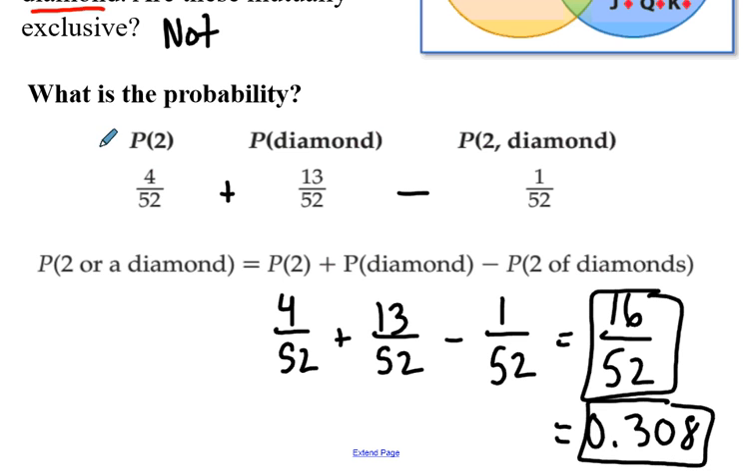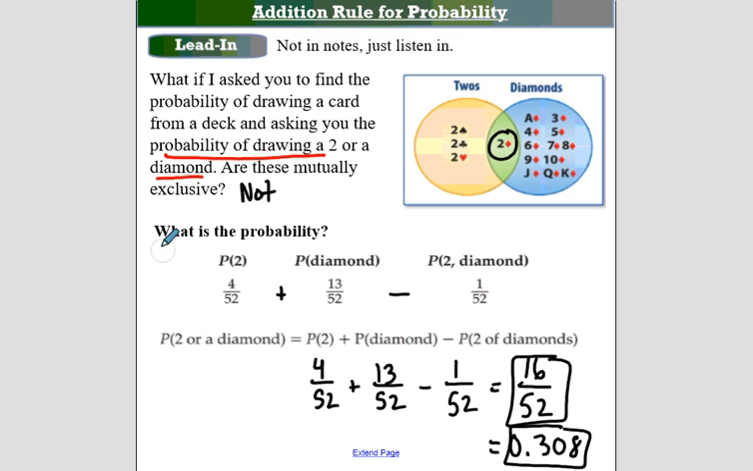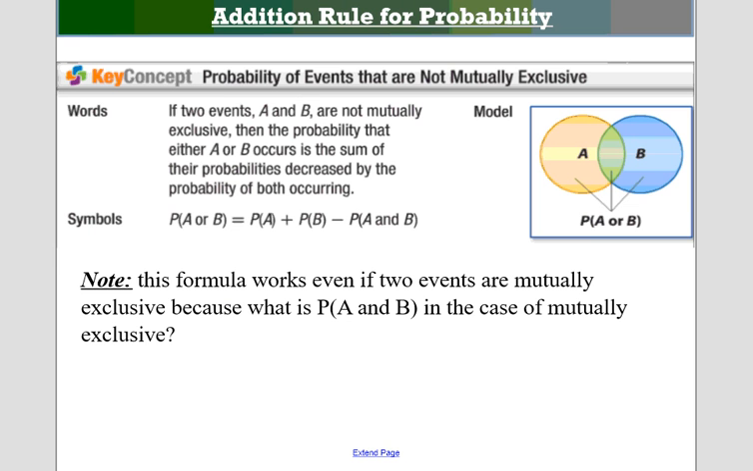So we see if there's some overlap, if the events are not mutually exclusive, I have to subtract out that middle piece, because you're going to count it twice. You're going to count it once in this portion of the diagram, and you're going to count it another time when you count this portion, and you've therefore counted it twice. You need to subtract it out. We have a formula for this.